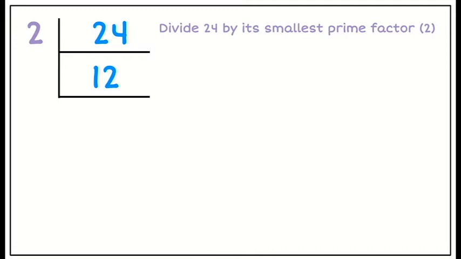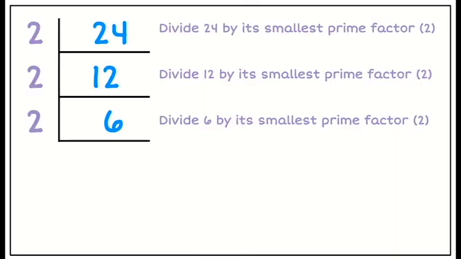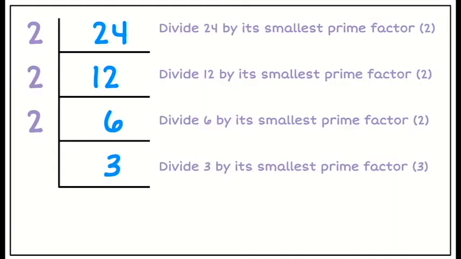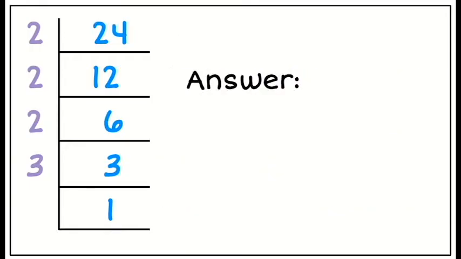Now I'm going to repeat this process. I want to divide the number 12 by its smallest prime factor. So again, divide that by 2 and I get the number 6. Divide number 6 by its smallest prime factor of 2 and I get 3. Divide 3 by 3 and that gets me to the number 1. When I get to that number 1, that's when I know I've finished. I can stop. So now I need to write down my answer.